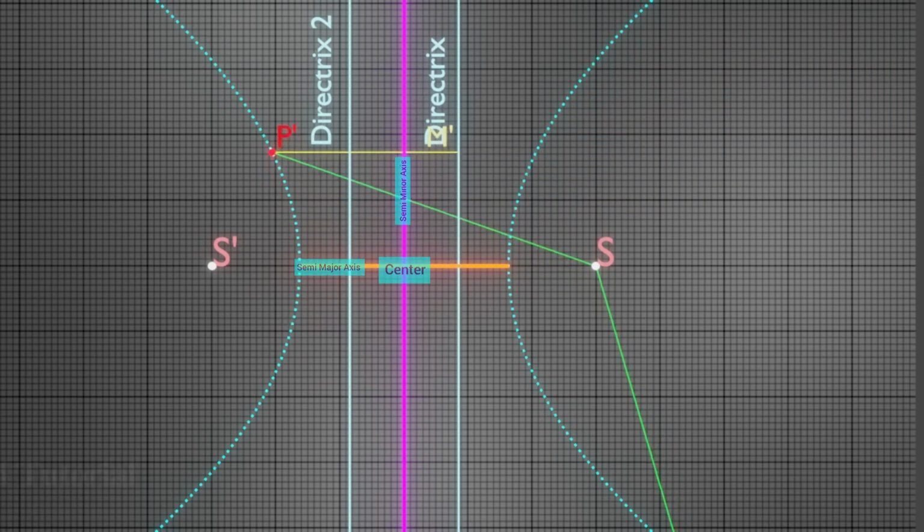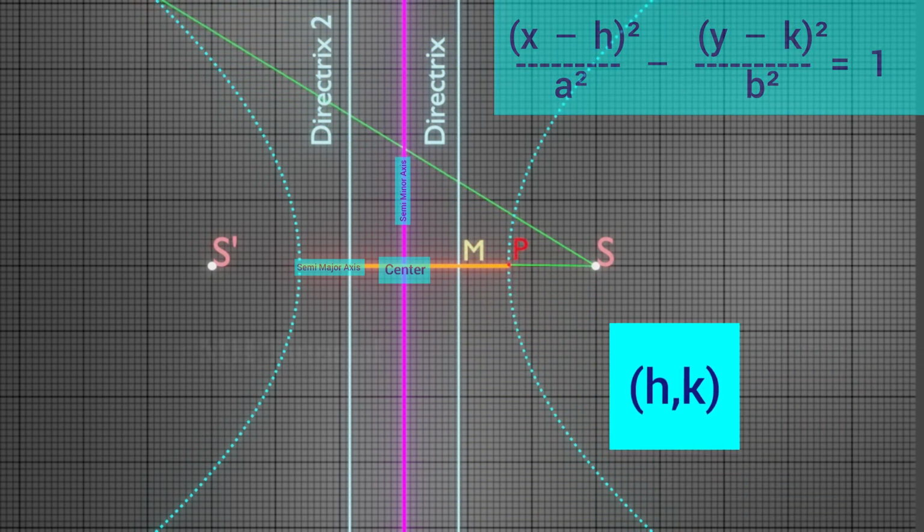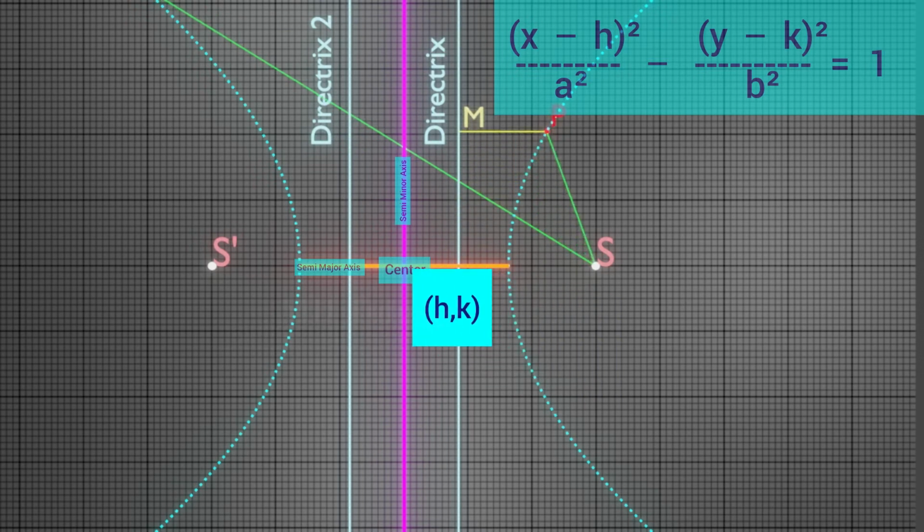In Cartesian coordinate system, general equation for this curve looks something like this. Here, h, k, is position of the center of the hyperbola. The numerators, a and b, are the lengths of the semi-major and semi-minor axis, respectively.